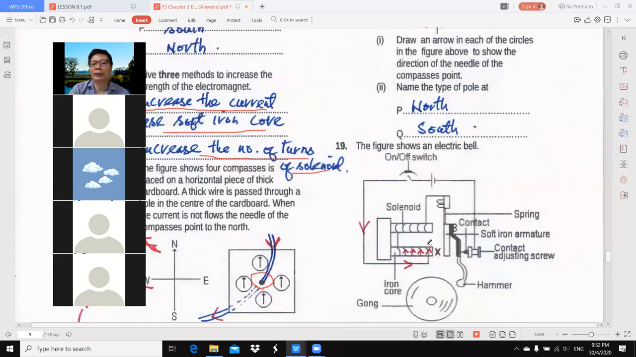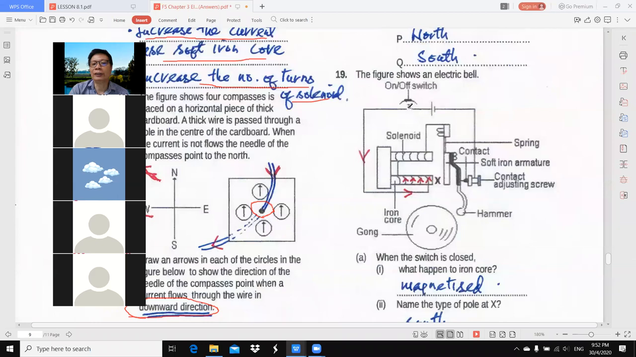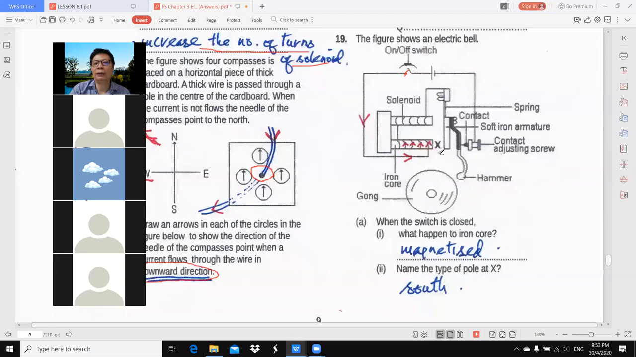This is an electric bell here. Current flows, goes this way, the magnet attracts this, so you knock on the gong to produce a sound, right? Okay, now the question. When the switch is closed, you switch it on. Closed means you switch it on, huh? What happened to the iron core?